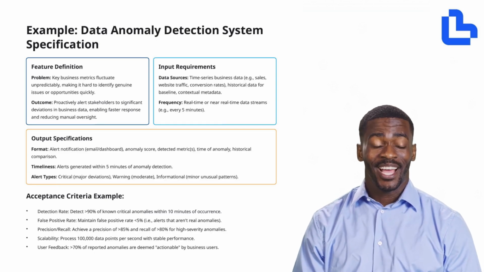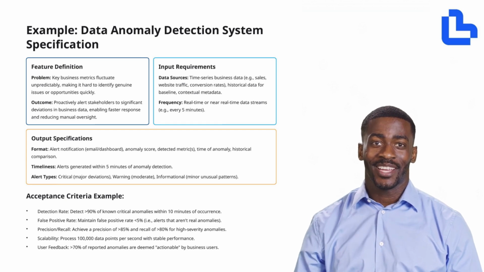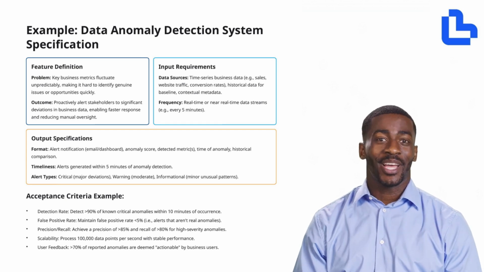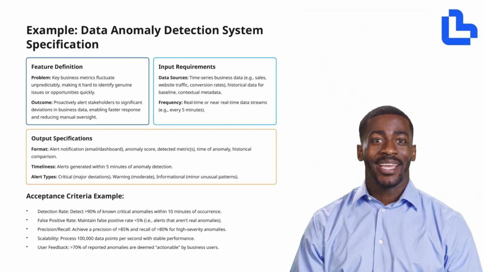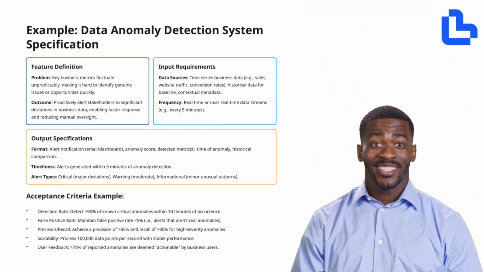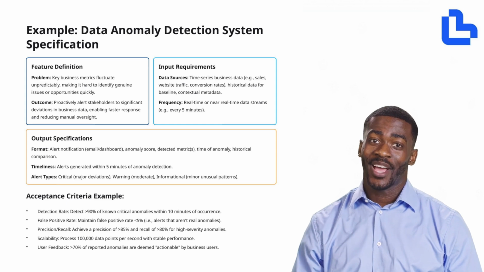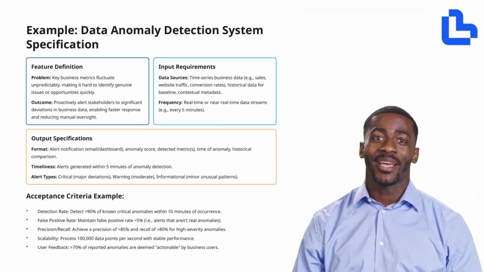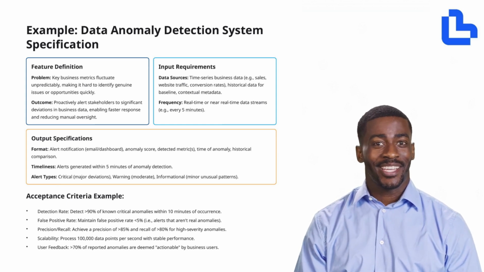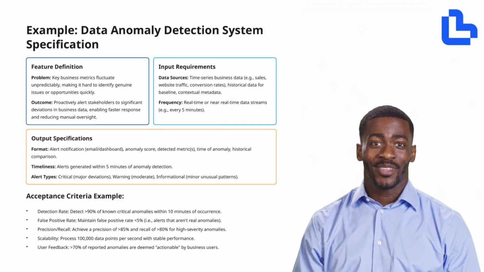Let's walk through a complete AI feature specification for a data anomaly detection system, a feature designed to identify unusual patterns in business metrics that may indicate issues, risks, or opportunities. This example will show how to apply all 5 core components to a feature that's critical for operational awareness and decision-making. We begin with the feature definition.